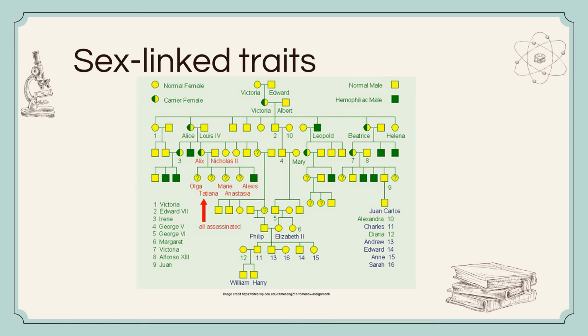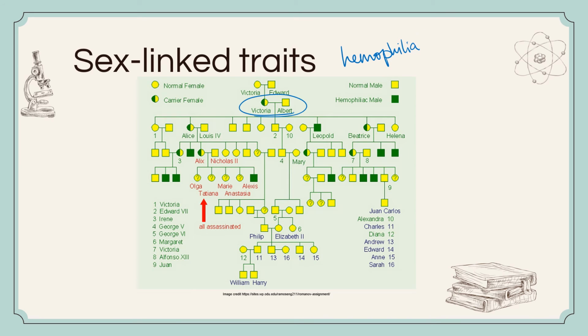Here is a pedigree for another sex-linked trait. This one now is hemophilia. Hemophilia is another disorder on the X chromosome. It is a blood clotting disorder. People get little cuts and they cannot stop bleeding. This happens to be in the royal families of Europe. There is a lot of hemophilia in the royal families of Europe, and let me show you why.